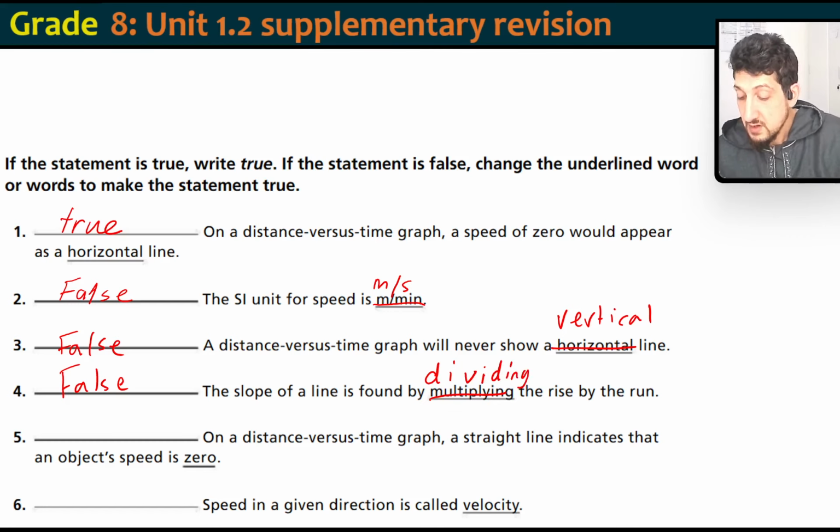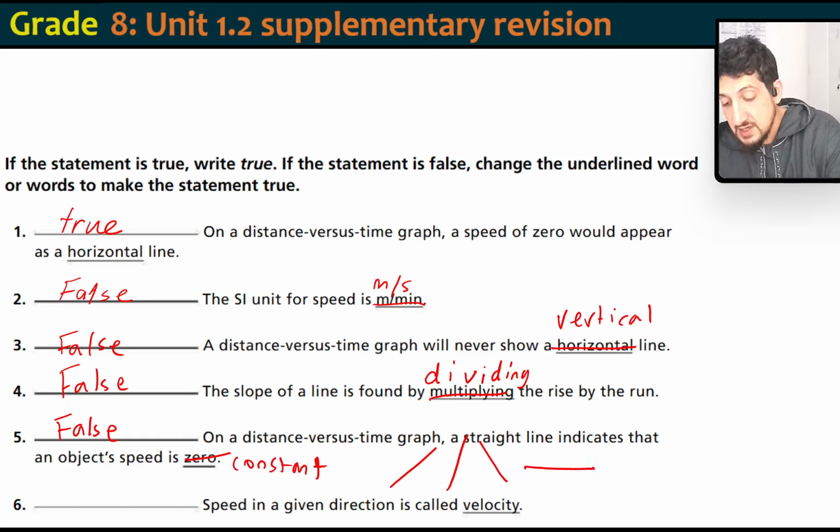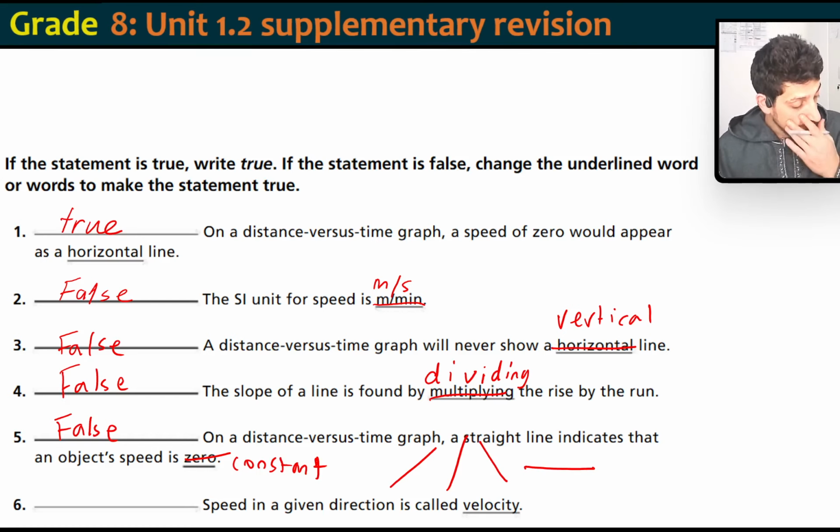On a distance versus time graph, a straight line indicates that the object's speed is 0. Not necessarily. It just means that it's constant, not necessarily 0. So this is constant speed, this is constant speed, that is even constant speed, and this is a constant speed of 0. Only if it's flat does it mean it's 0.